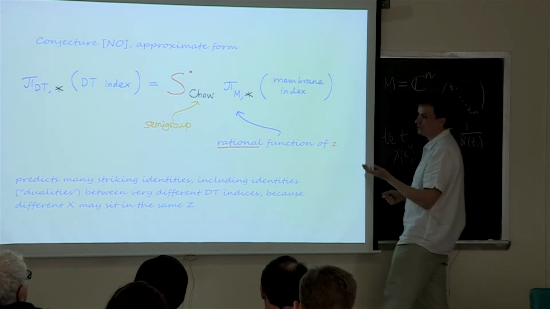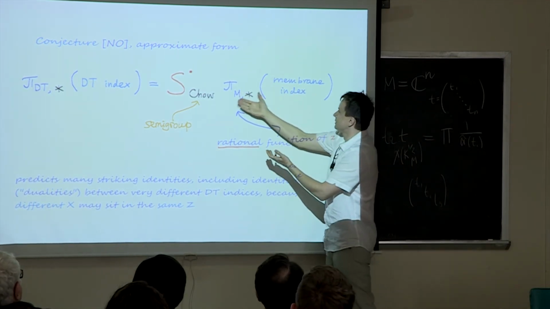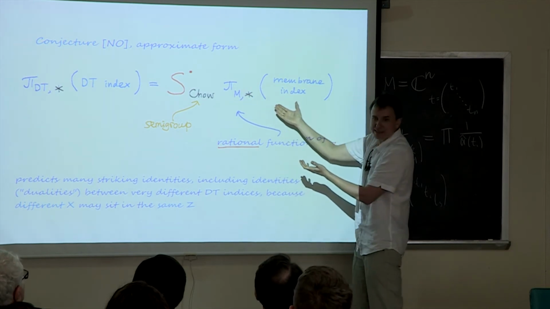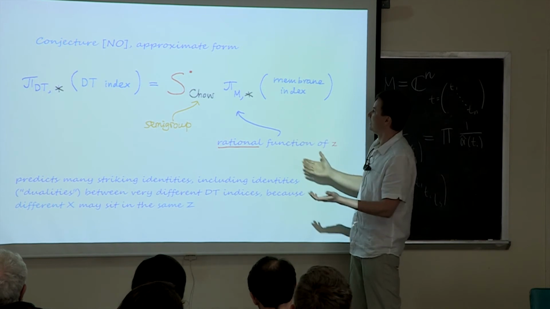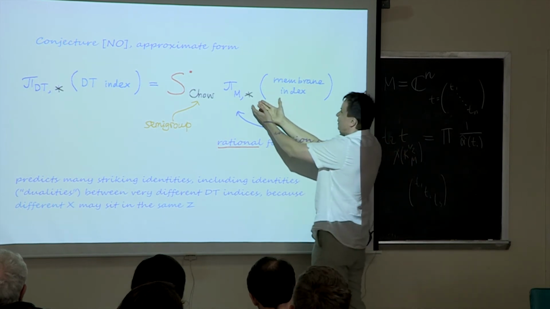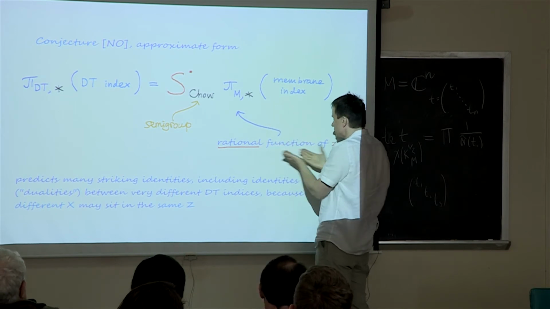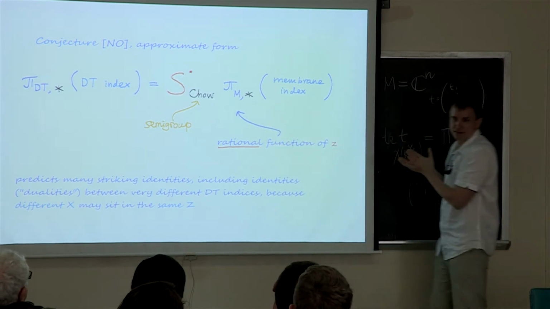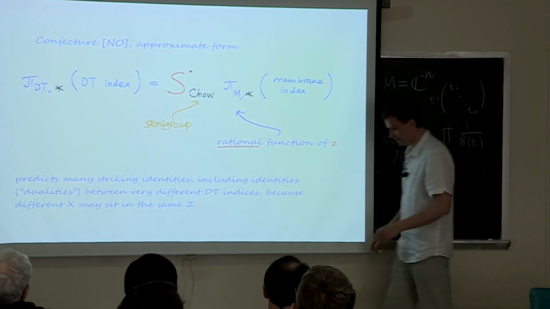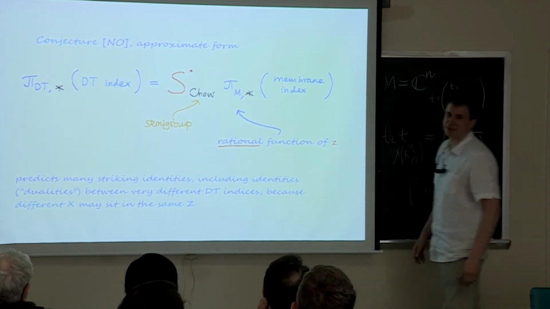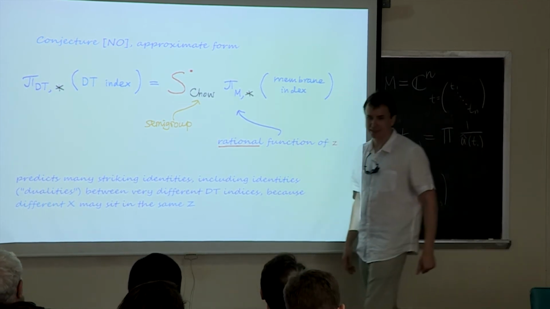One striking feature it predicts is that anything you compute on this side will be a rational function of z. Just because if you have a finitely generated or finitely presented algebra, then its Poincare series is going to be a rational function.